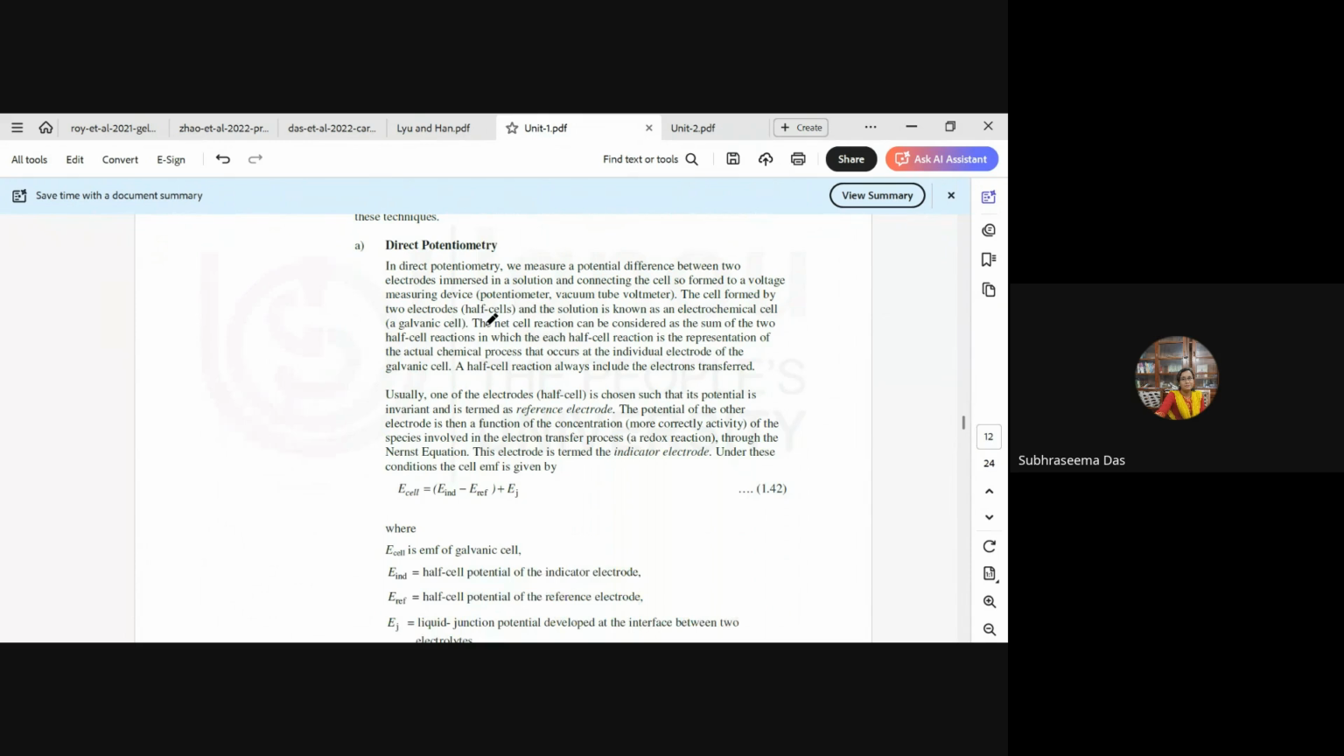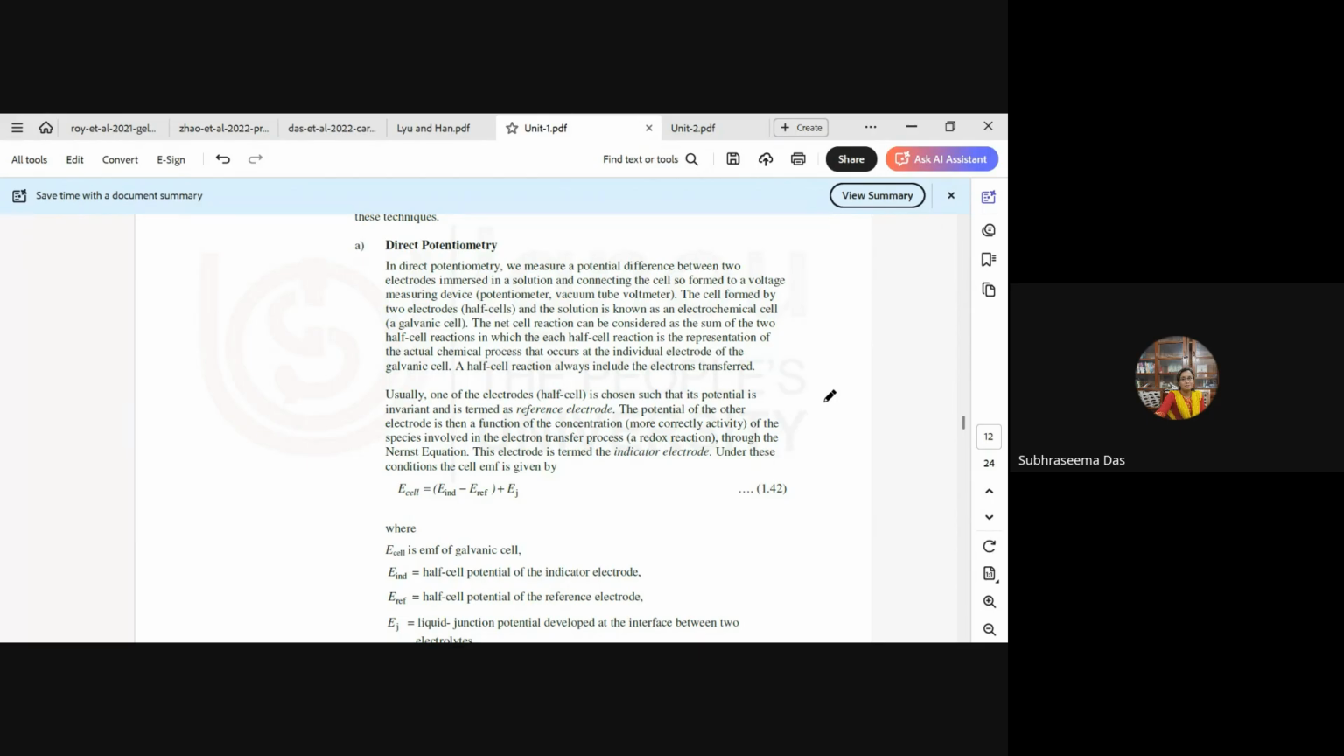First, coming to direct potentiometry. Here we measure the potential difference between two electrodes that are immersed in a solution, connecting the cell so formed to measure the voltage. When two electrodes are dipped in a solution and connected to a potentiometer, because there is a potential difference between these two electrodes, the difference is measured. When two half cells are connected, we call it a galvanic cell.